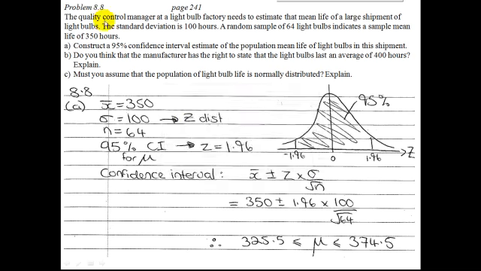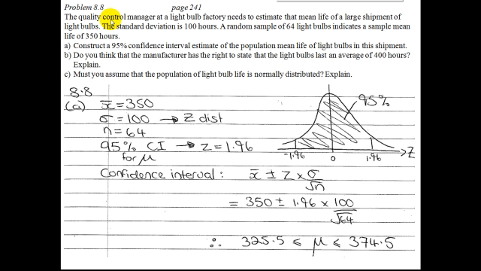Okay, so let's start with problem 8.8. We're told in the information that the quality control manager at a light bulb factory needs to estimate the mean life of a large shipment of light bulbs. So we have an estimation problem, and specifically it's in relation to the mean life of these light bulbs.